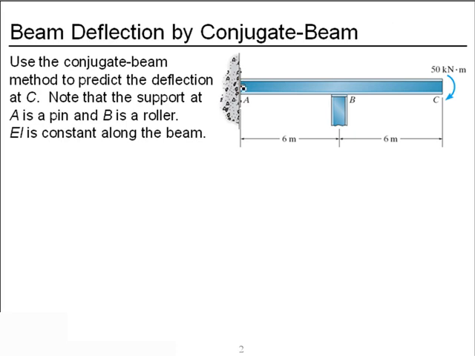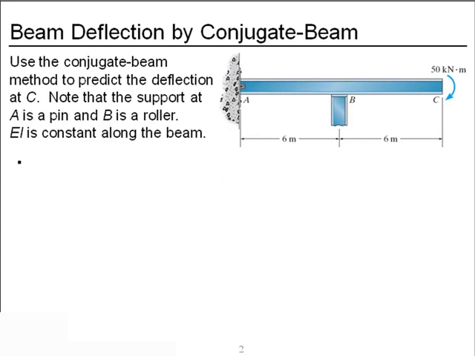And here's our beam. It's simply supported, pin at A, roller at B, with a cantilevered end out to C, with a couple moment applied at C. This is exactly the same structure used in the example problem for double integration and moment area. EI is constant along the length of the member, and we want to calculate or predict the vertical deformation at C.